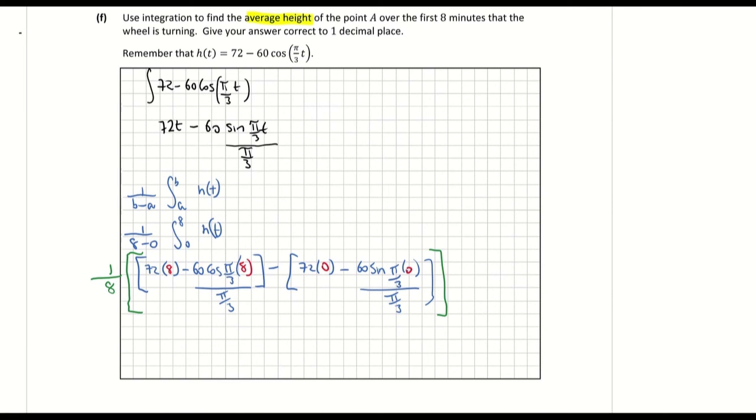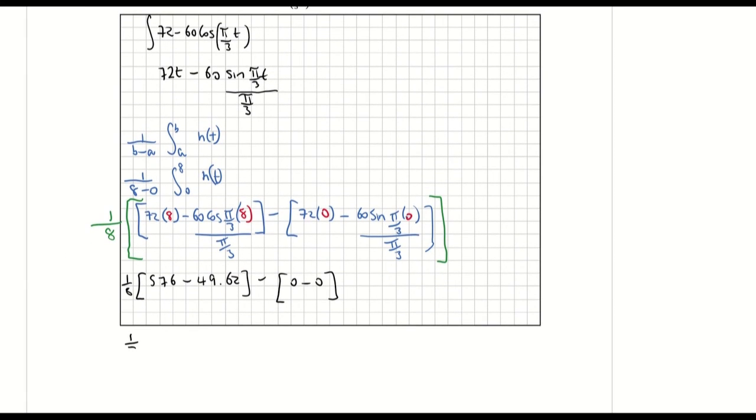So how's that going to look? So I'm going to have 1/8 times, multiplying all this out now in my calculator, 576 minus 49.62, subtract, well, 72 times 0 is 0, and this will also give me 0. So that's going to be 1/8 of 526.38, subtract 0, which is giving me 1/8 of 526.4 if we round it to our 1 decimal, which is giving me an answer of 65.8 meters.